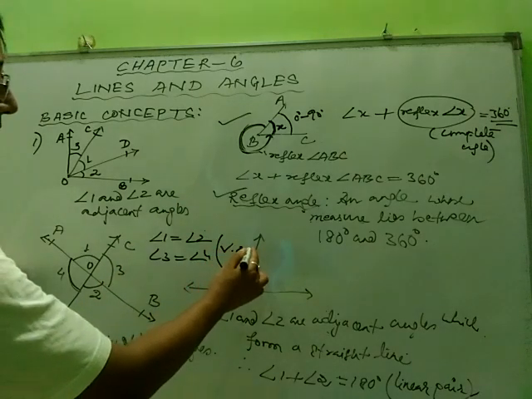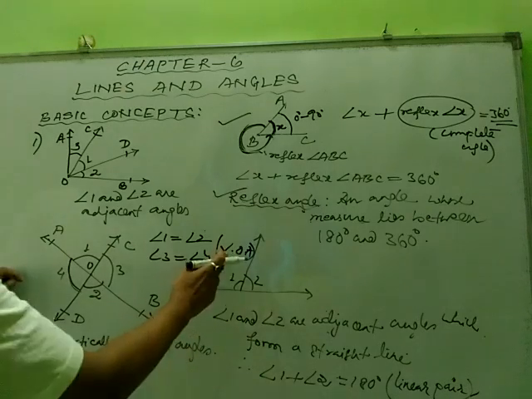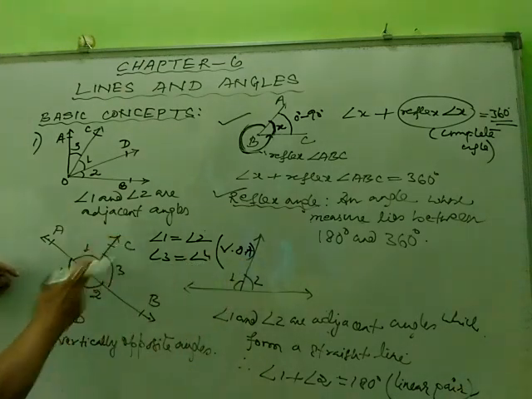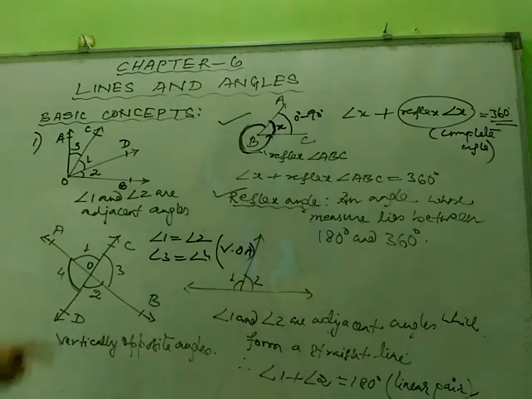So in short, you write vertically opposite angles. When two lines meet at a point O, the pairs of opposite angles that are formed are called vertically opposite angles. Here 1 and 2 are equal. Supposing it is 80 degrees, this will be 80 degrees and this will be 100 degrees, and this 100 and 100, so they are equal. These angles are called vertically opposite angles because they are formed by the intersection of two lines at the point O. So angle 1 equals angle 2, and angle 3 equals angle 4.